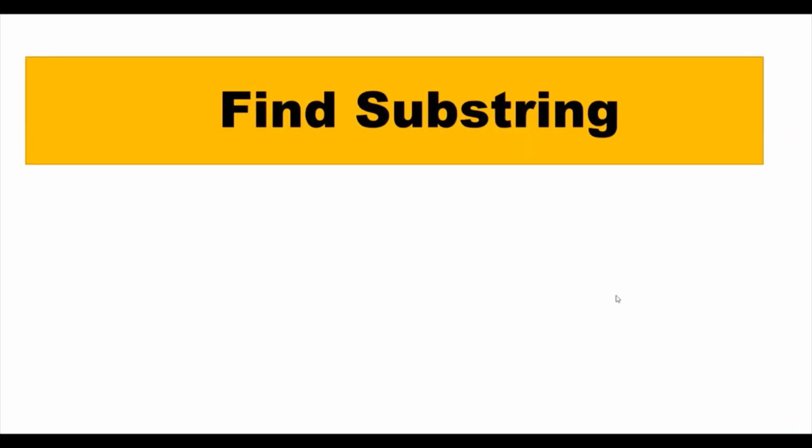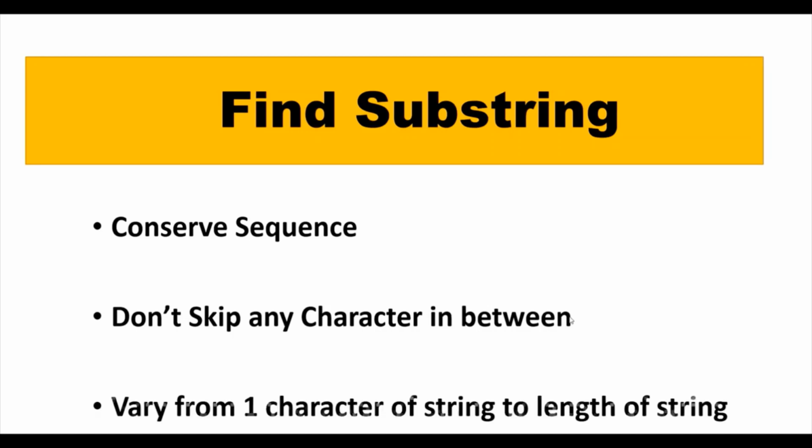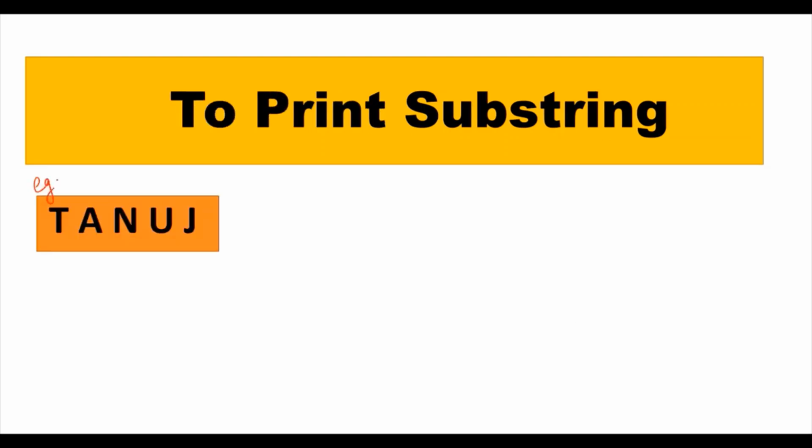First of all, let us know the important points while finding a substring. When we find a substring, the first point is that it should conserve the sequence. The second thing, don't skip any character in between. And the third thing, their length can vary from one character of the string to the complete length of the string. For example, I have Tanuj over here.